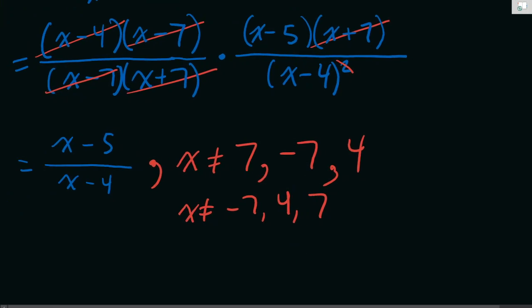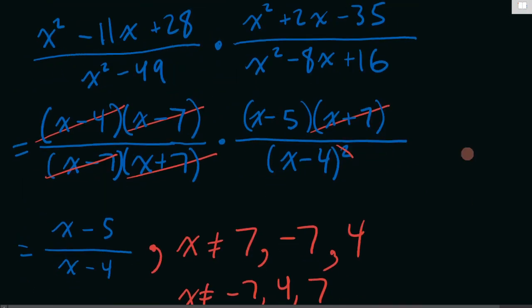And there you have it. That's how you simplify a rational multiplication where you need to factor.